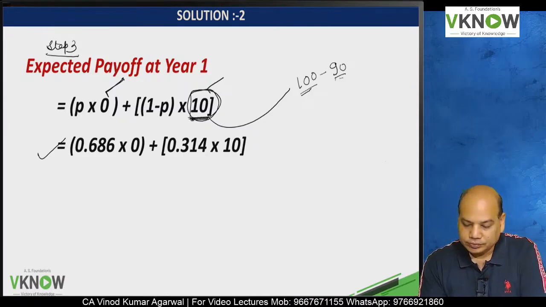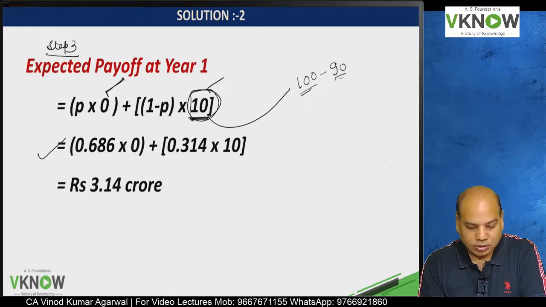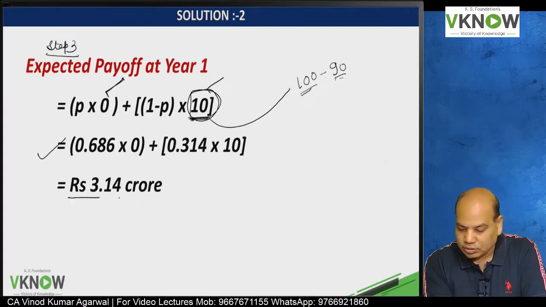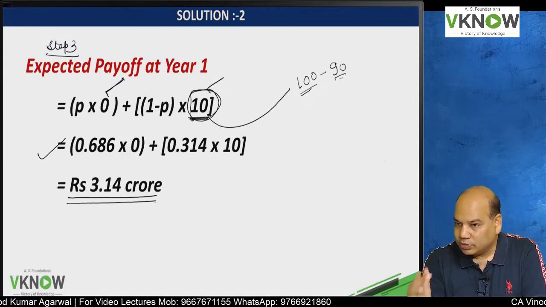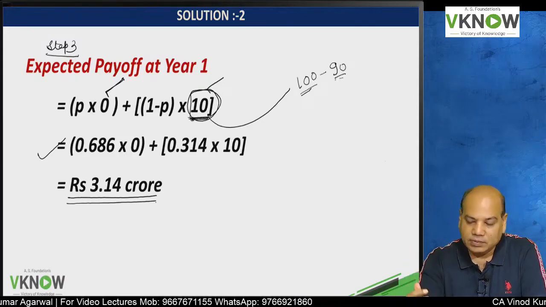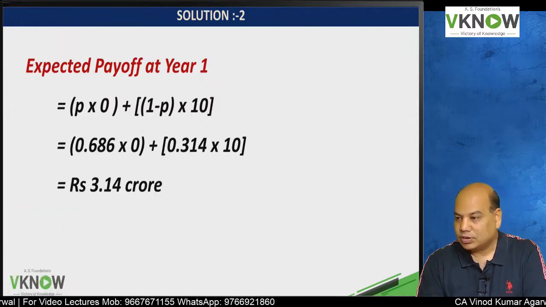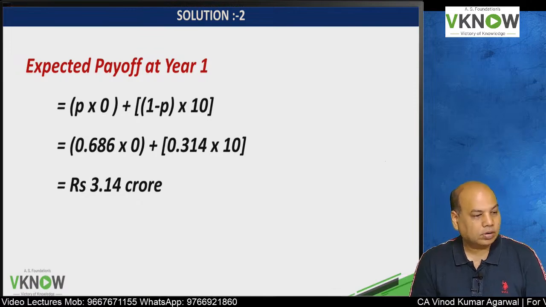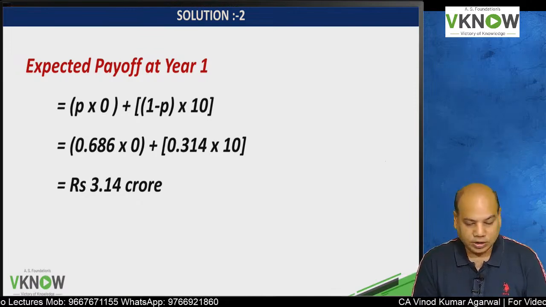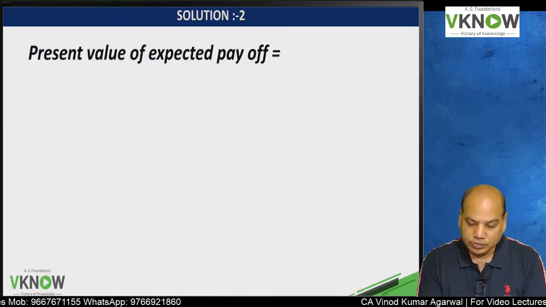Okay. So write down the answer. The value of the put option is rupees 3.14 crore. Similar thing we have done in risk neutral model also. We need to find expected value on expiry of the put option, then compute the present value. Okay, so this answer is over 3.14 crore. No, not over. One more step.